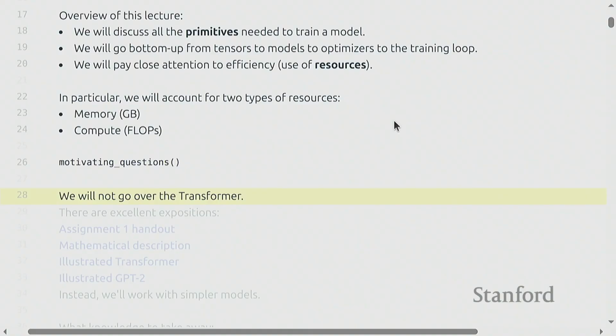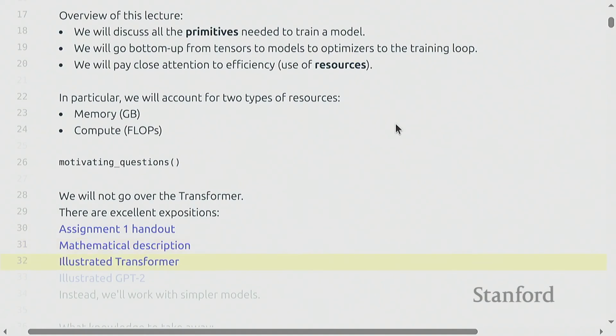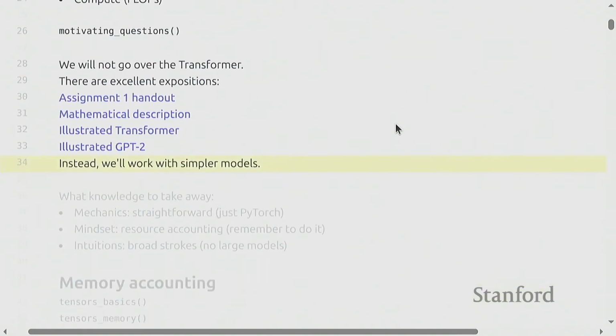We will not actually go over the transformer. Tatsu is going to talk over the conceptual overview of that next time. And there are many ways you can learn about a transformer if you haven't already looked at it. There's assignment 1. If you do assignment 1, you'll definitely know what a transformer is. And the handout actually does a pretty good job of walking through all the different pieces. There's a mathematical description, and if you like pictures, there are pictures. There's a lot of stuff you can look at online. But instead, I'm going to work with simpler models and really talk about the primitives and the resource accounting piece.